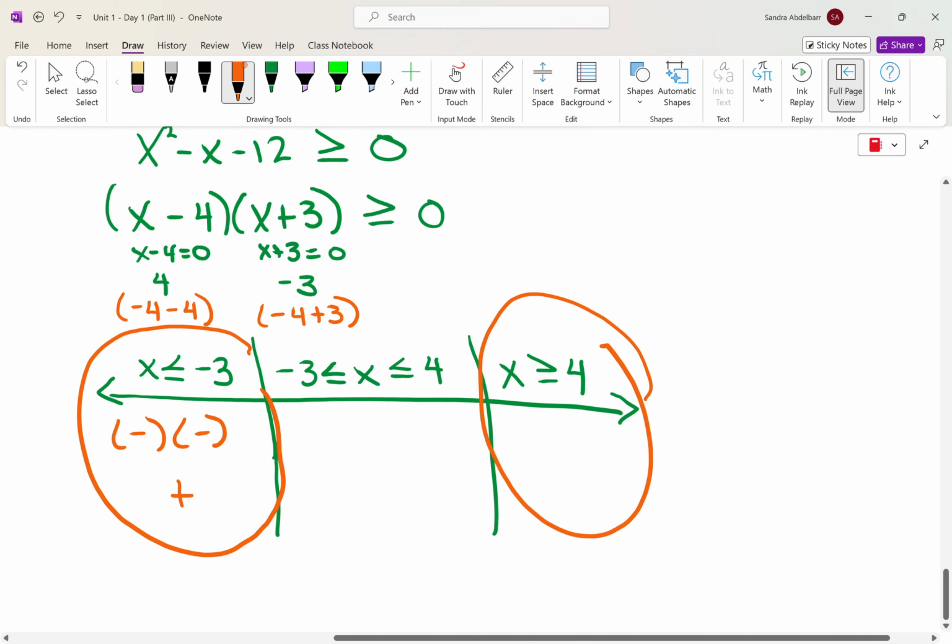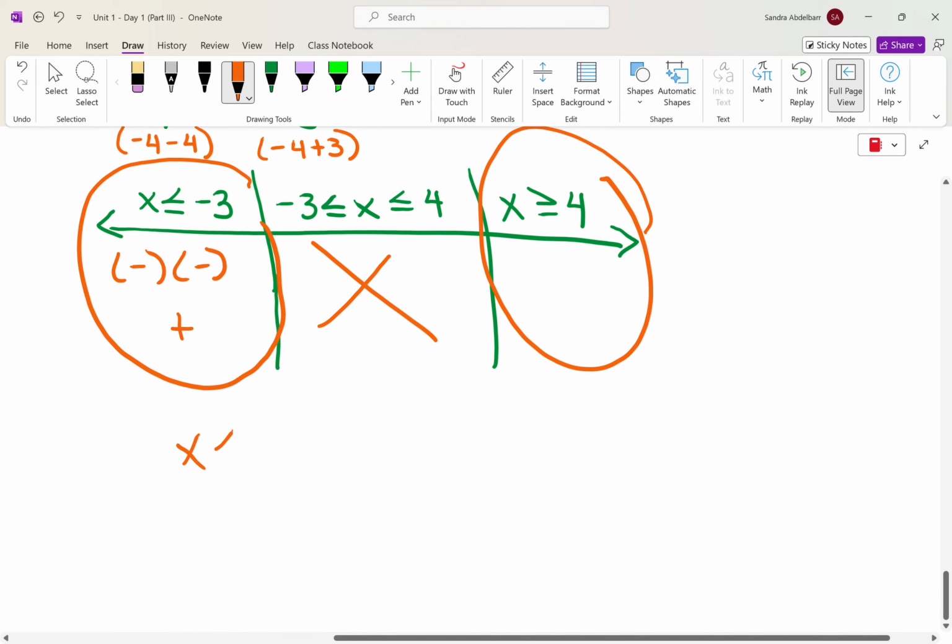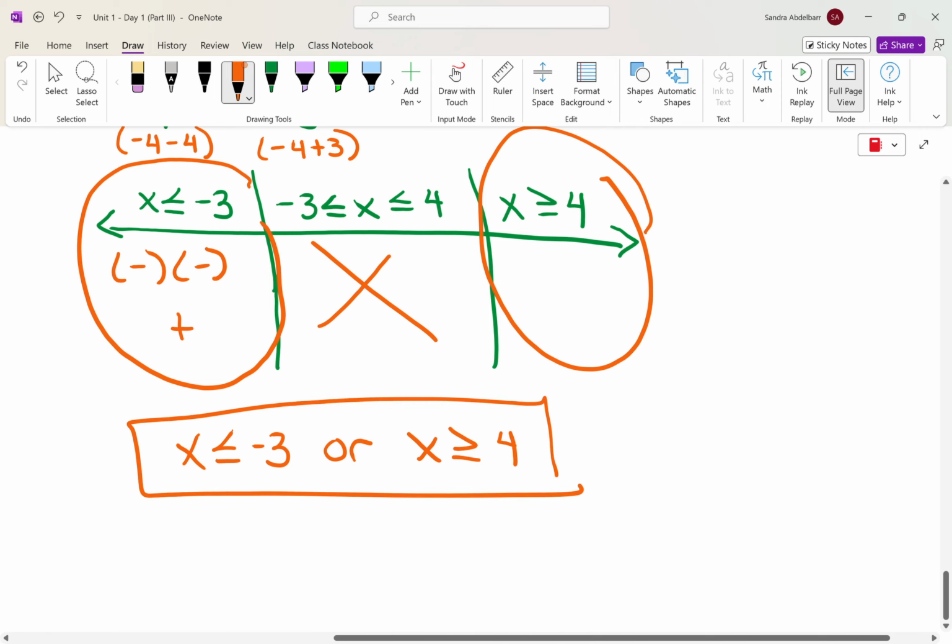So remember what I told you. If the first column works, what else will work? The last one. And what will not work? The middle. So now we have our answers. So now we're going to say x is less than or equal to negative 3, or x is greater than or equal to 4. That is our domain.